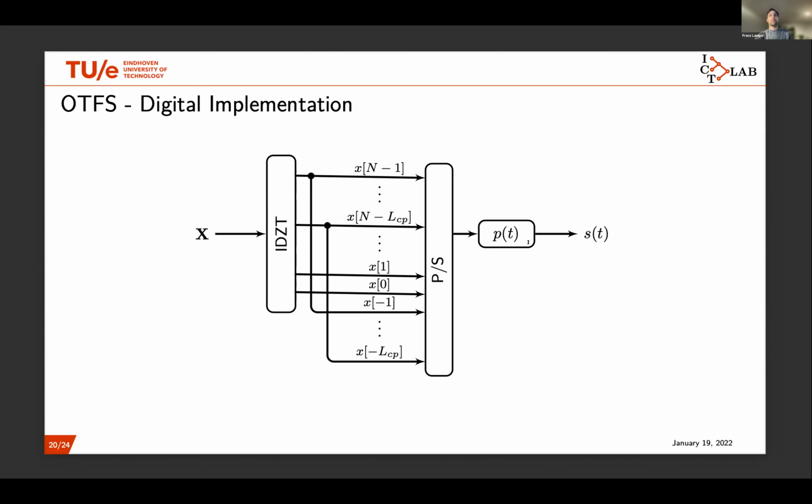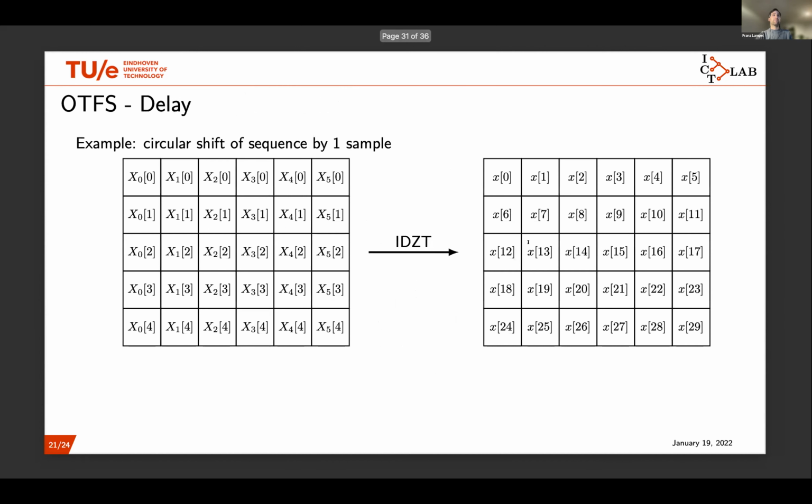So I told you before that in OTFS we are dealing with channels which introduce delay and modulation, or Doppler shifts. So how do these channel effects actually look in the Zak domain or in the delay-Doppler domain then? That's actually something you can work out nicely graphically.